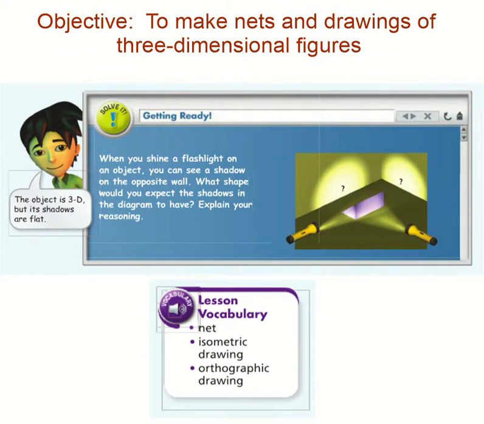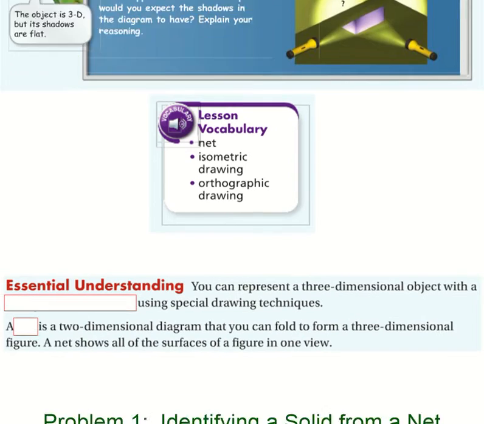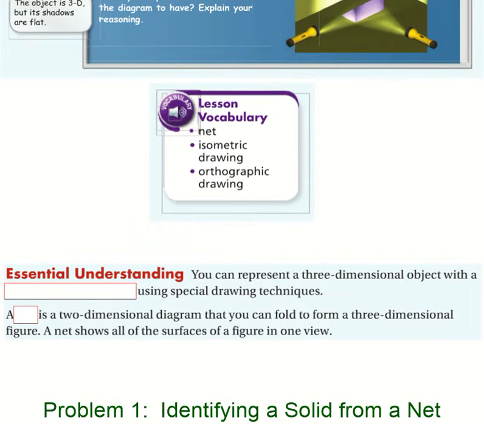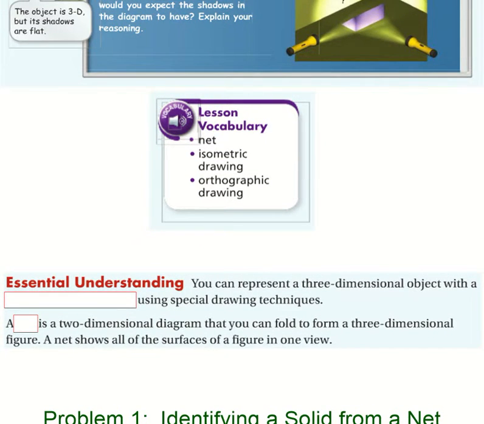So some of our lesson vocabulary are net, isometric drawing, and orthographic drawing. So we're going to learn how to make those different drawings and how to make a net. Let's talk about some essential understanding that you need to have for this lesson. You can represent a three-dimensional object with a shape, and we call that shape the two-dimensional figure, using special drawing techniques. And some of the special drawing techniques we use are nets.